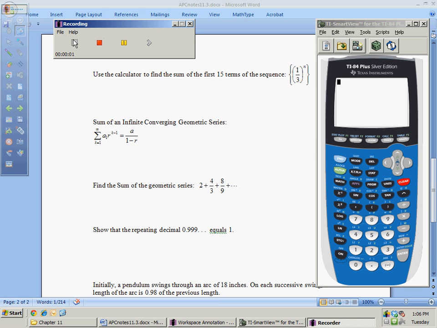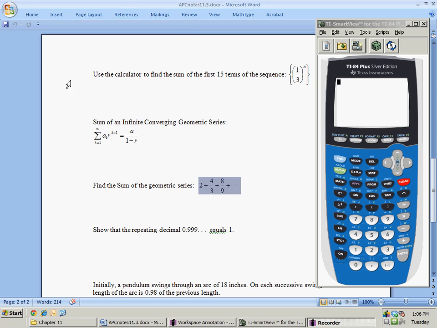Okay, we're going to continue with geometric sequences and series. I'm going to show you how to do this on your calculator. Use the calculator to find the sum of the first 15 terms of this sequence.